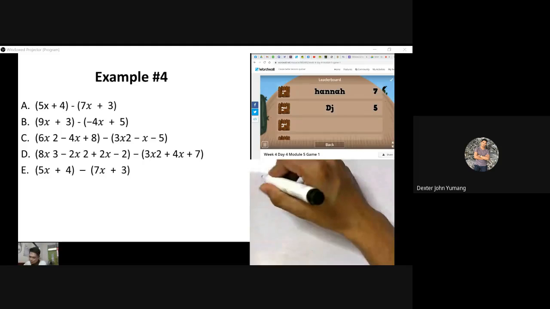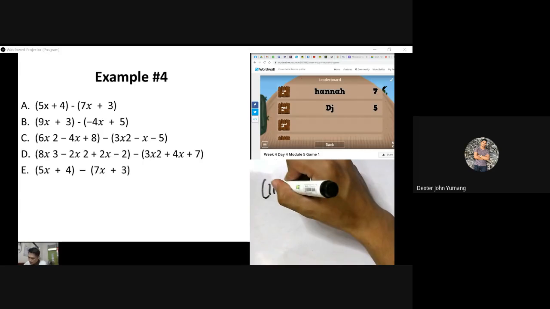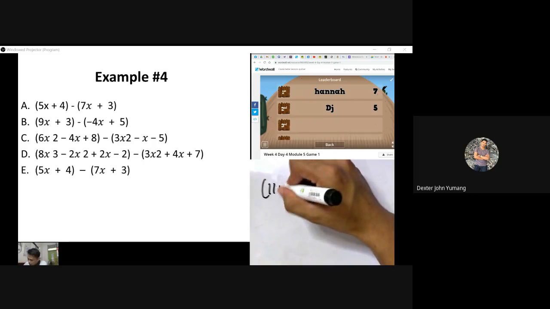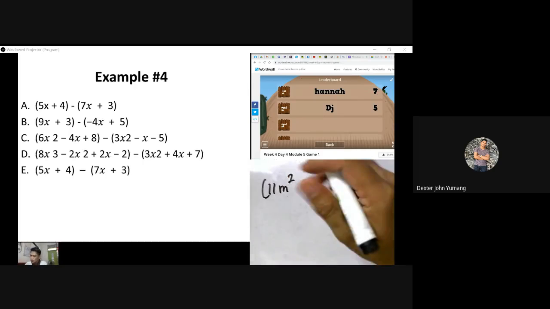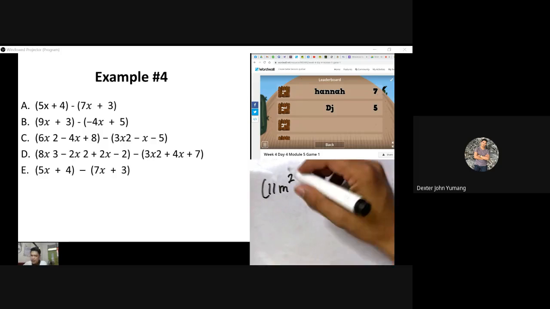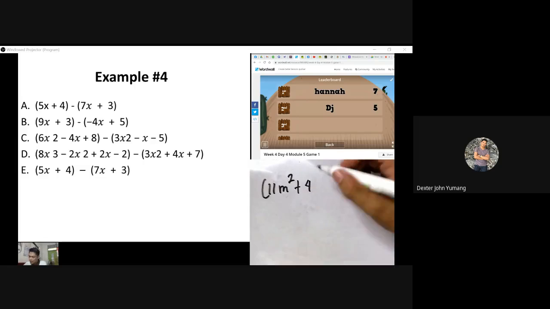So we have 11x squared or palitan natin, 11m squared. So ito lang po yung apelyido niya, m squared. Same lang yan sa x kanina. Pinalitan ko lang talaga ng letter at saka meron lang siyang squared. Plus 4 minus negative 2m squared plus 6. Okay? Let's find out if you got it.